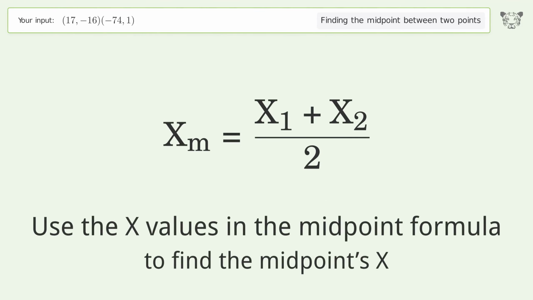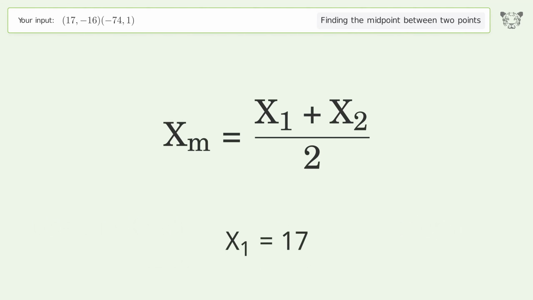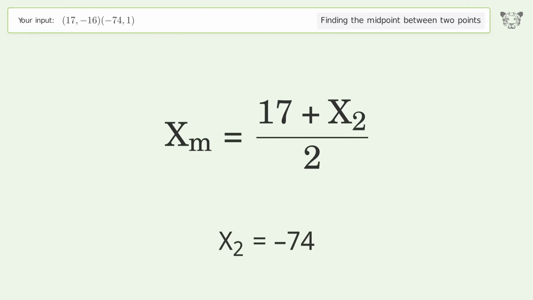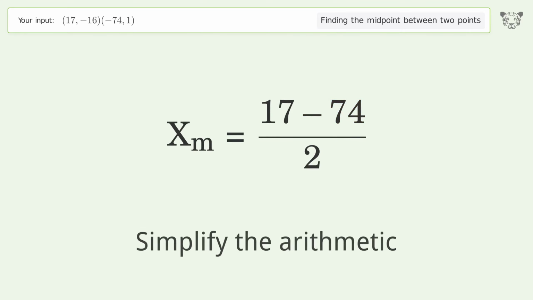Use the x values in the midpoint formula to find the midpoints x. x1 equals 17. x2 equals -74. Simplify the arithmetic.